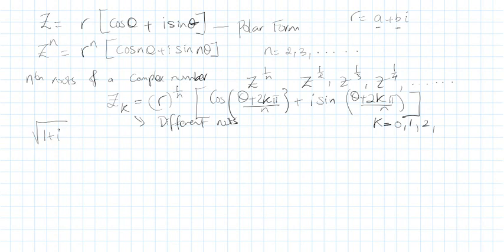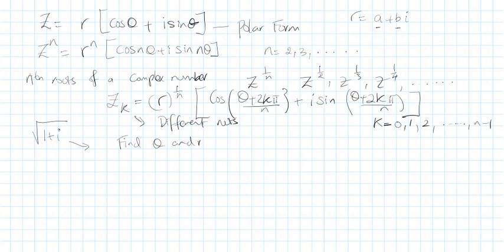So k starts from 0 and then goes upwards, till n minus 1. So that's the whole formula now. But how do we use it? To use the formula, you need r, which is the magnitude, and then you need theta, which is the argument. So first thing you need to do is find theta and r.